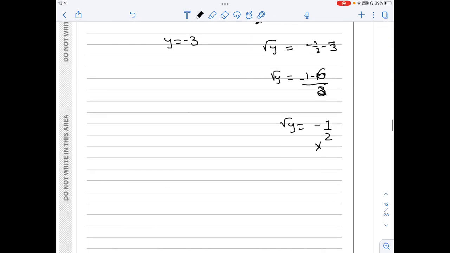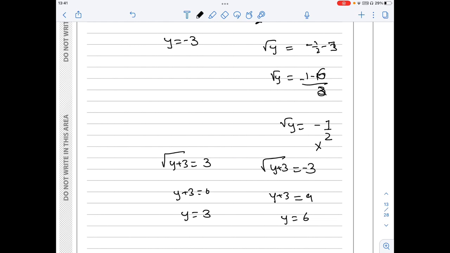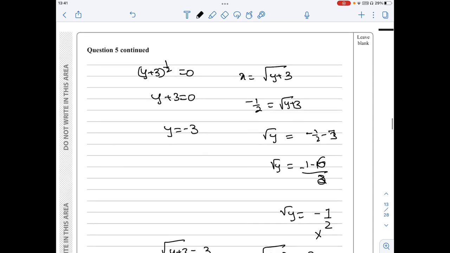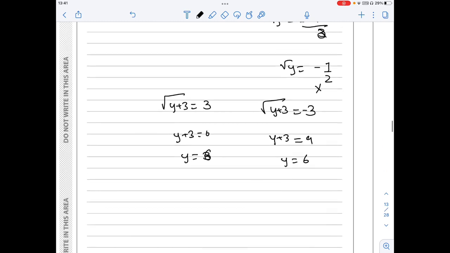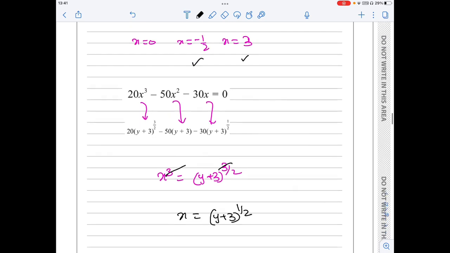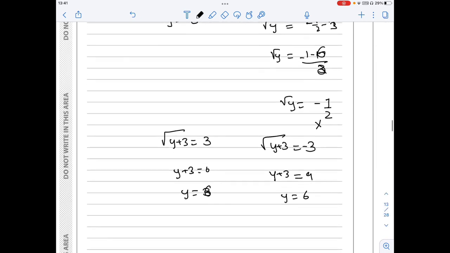So what is the other value of x? x is 3. So square root of y plus 3 equals 3, so y plus 3 equals 6, y equals 3. If I take square root of y plus 3 equals minus 3, then also I'm going to get the same answer. y plus 3 equals 9, y equals 6. So we got the values of y as minus 3 and 6. And apart from that, y is also 6. That's going to be the answer.